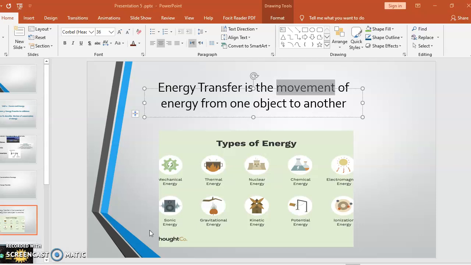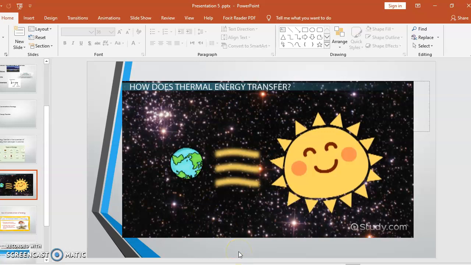Or when I talk to you, you can hear my voice. Why? Because sound energy can move from me to you. Also, the main example of energy transfer is the light and thermal energy from the sun to our earth. Look, we have two objects, our planet earth and the sun. The sun provides us with heat and light.